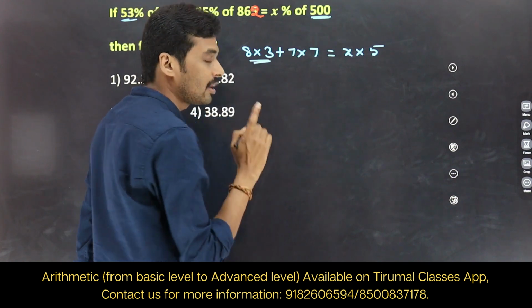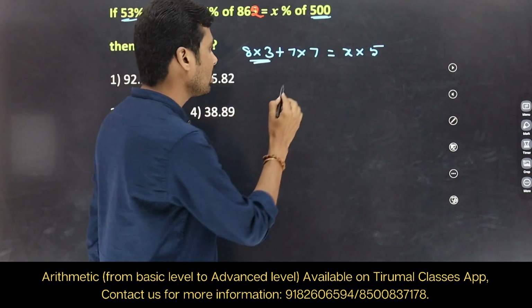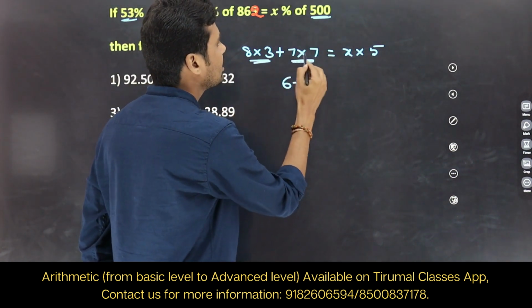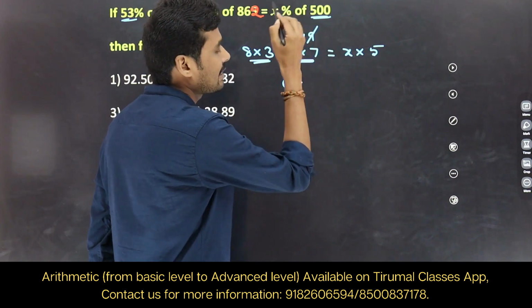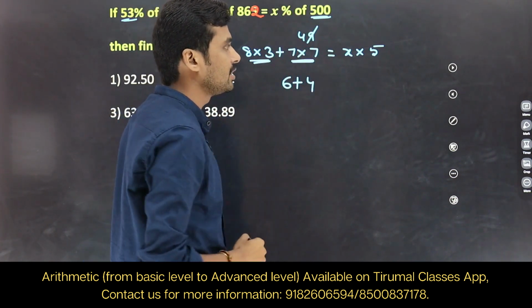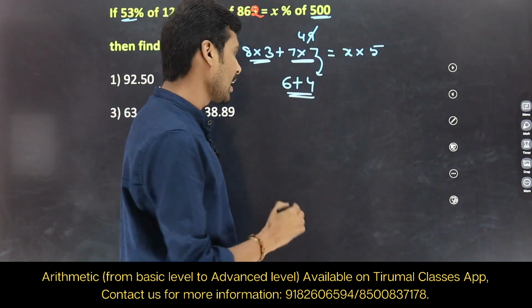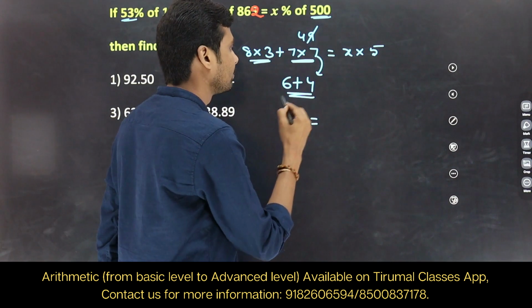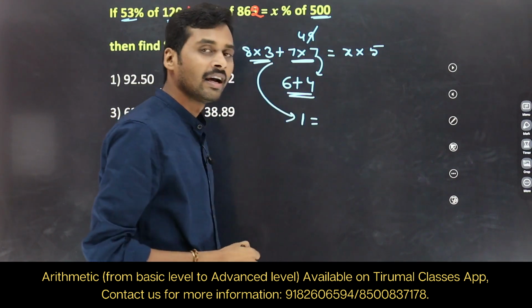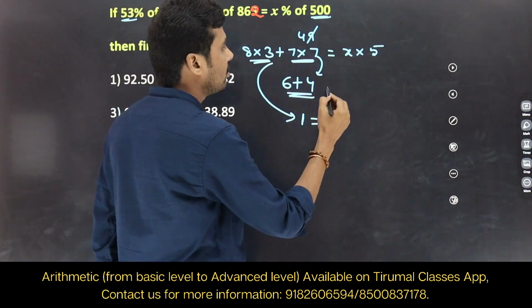Okay, 8 3s are 24. 24 means that 2 plus 4 is what? 6. Plus 7 7s are 49. So we can cancel out 9 here. So what is the digital sum value of 7 into 7? 4. 6 plus 4 is what? 10. 10 means that what is this value? 1. So from the left side part we will get 1 as a digital sum value.